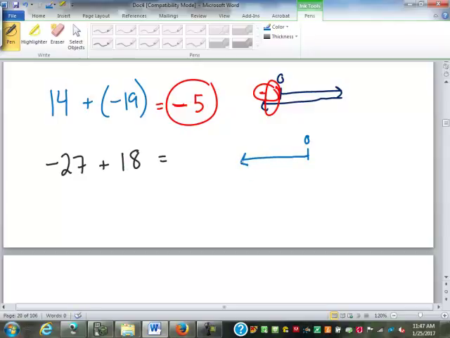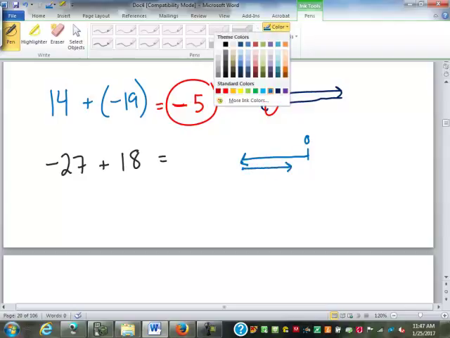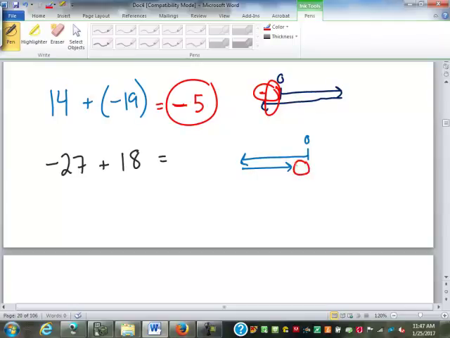18, they're going to go the same direction or the opposite direction? Opposite. Longer or shorter? Shorter. Very good. So what that is telling me now is we're staying on the negative side, so it's a negative answer. And again, the arrows go opposite direction, so it's the difference between the absolute values. The difference between 27 and 18 is 9, so it's a negative 9.